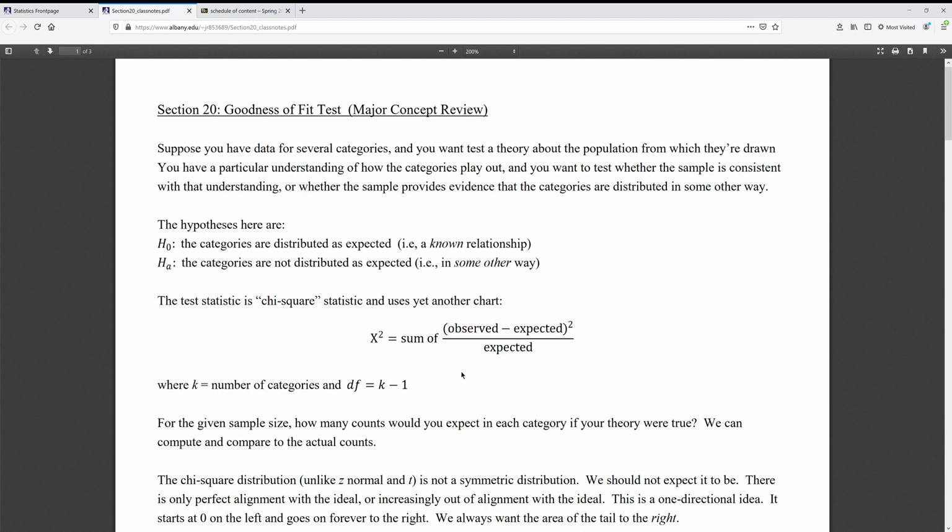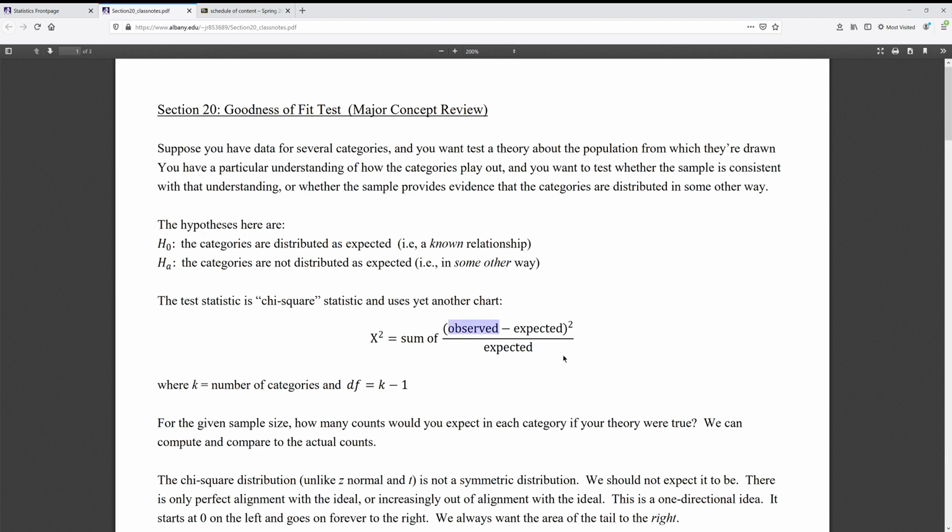So the way this works is that you have, for the sample that you are actually looking at, say 100 people who may or may not be left-handed, you have the observed counts. You have the number out of 100 who are left-handed, the number out of 100 who are right-handed. The sample, what you've actually observed.